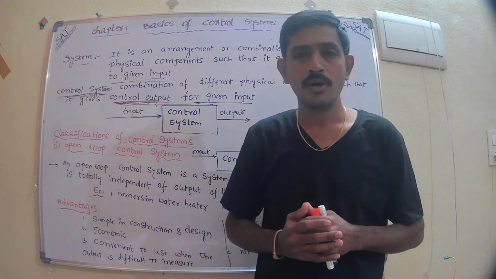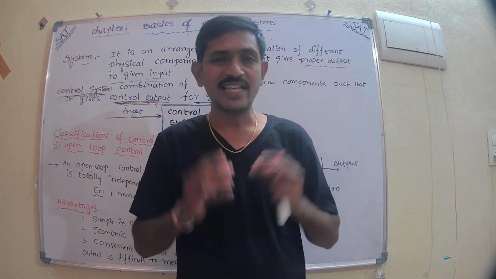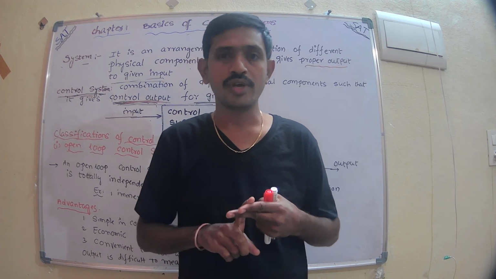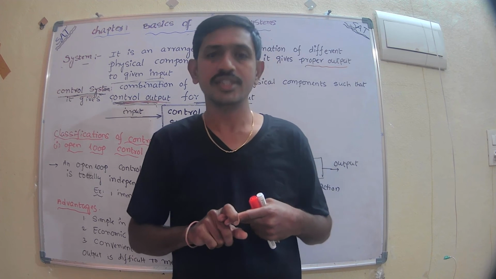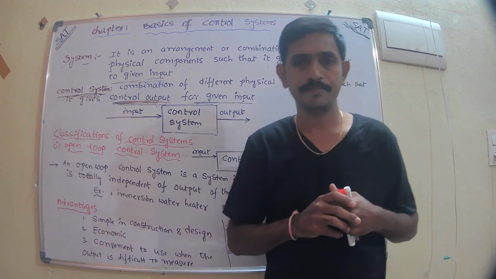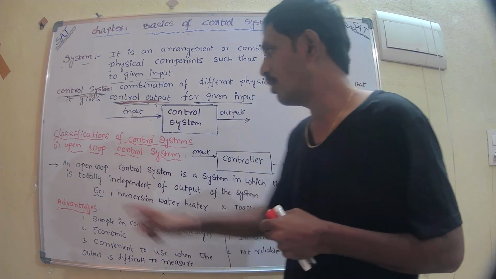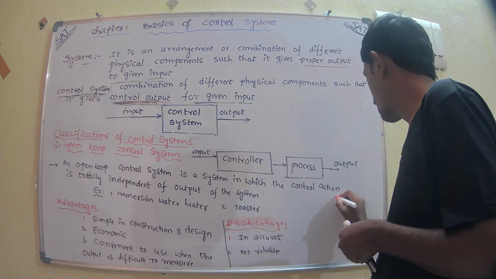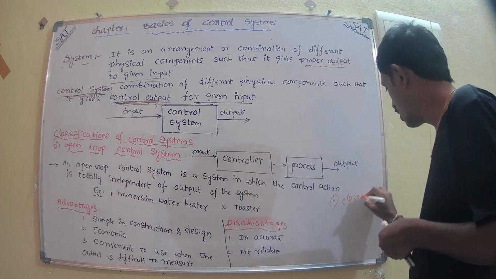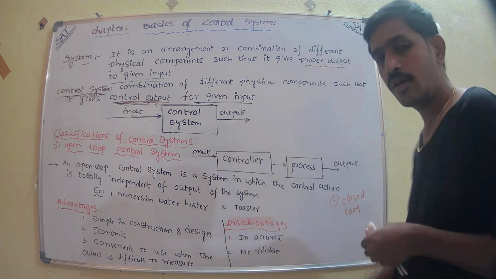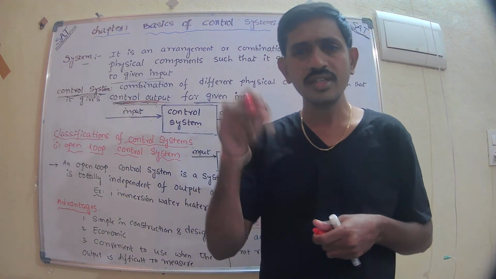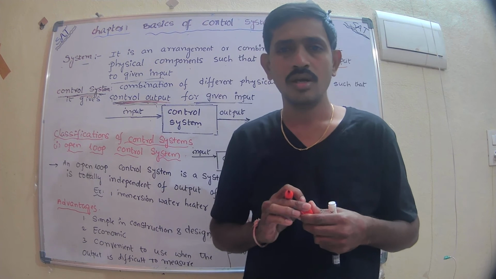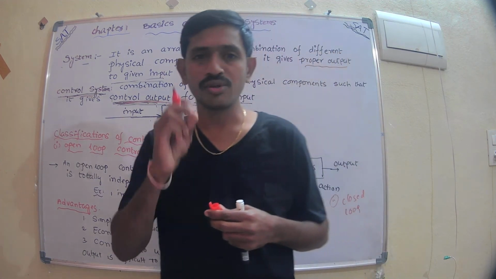Okay, now we can discuss the classification of control systems. After knowing the definition of system and control system, now we are going to discuss the classification of control systems. Basically we have two types. The first one is called open loop control system. The second one is called closed loop control system. Now in this class, we'll discuss the open loop control system. What do you mean by open loop control system?